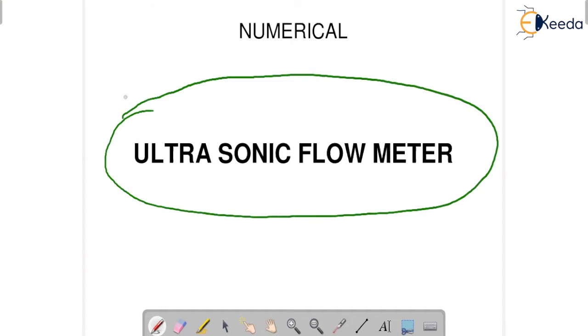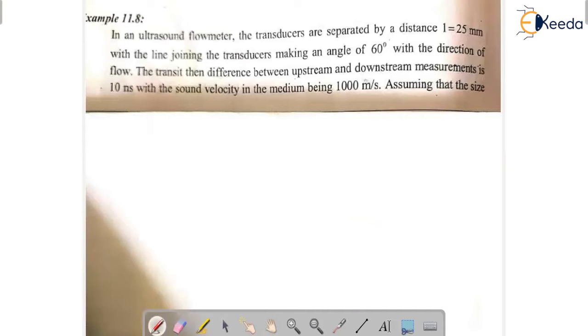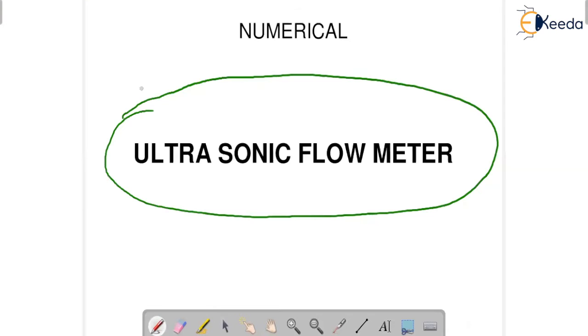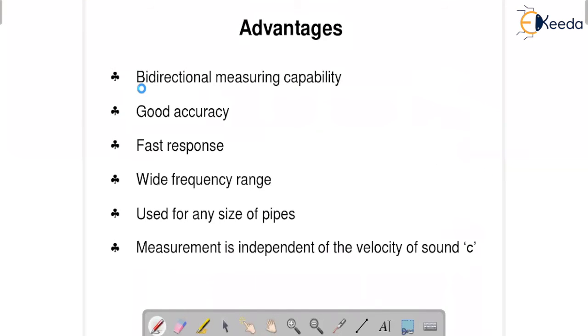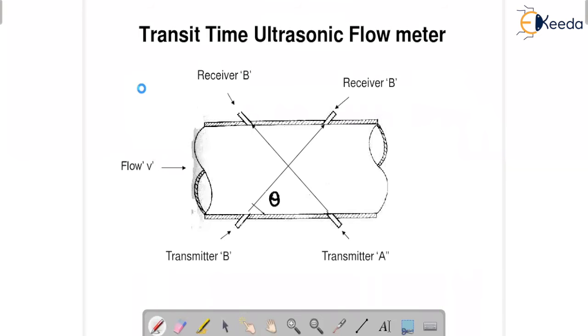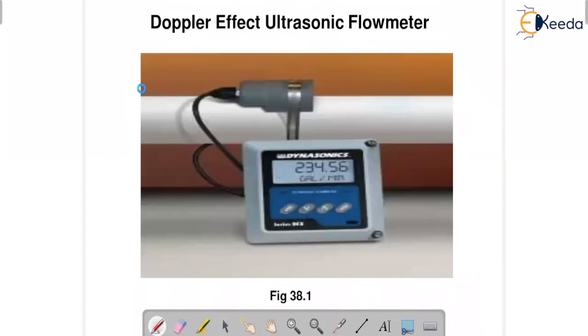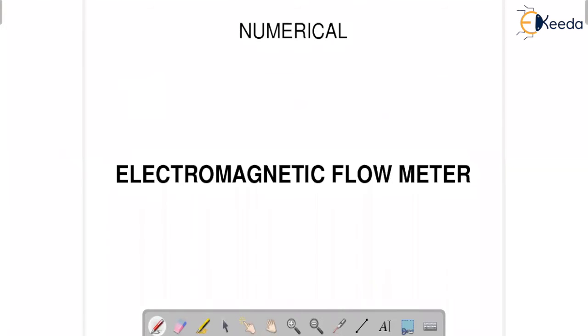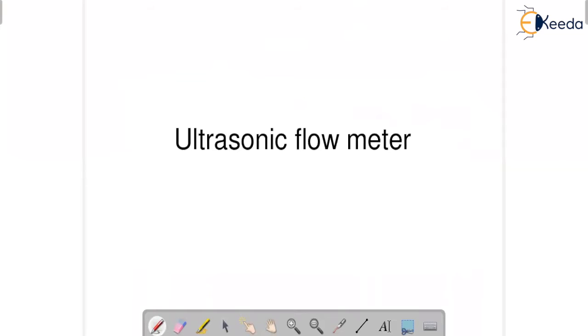Ultrasonic flow meters, for the measurement of flow, we are going to use two types of instruments, and in these two types of instruments, I'm going to go through them one by one in a detailed manner. So the first one is called the Doppler effect ultrasonic flow meter, my dear students.